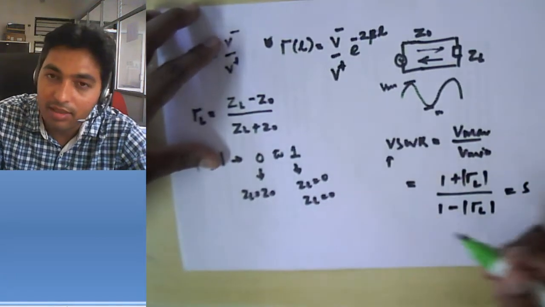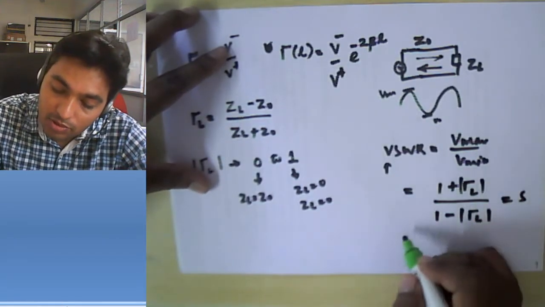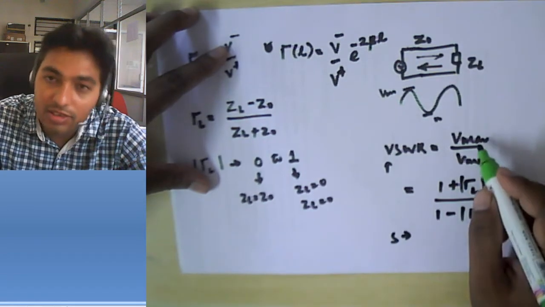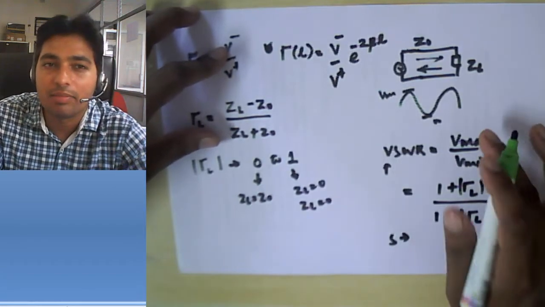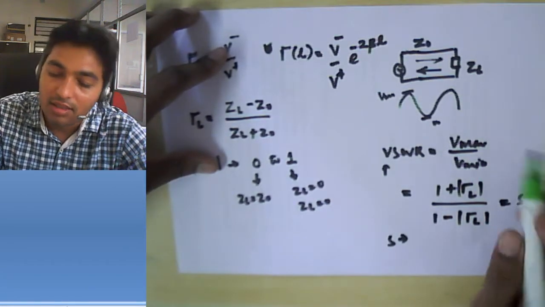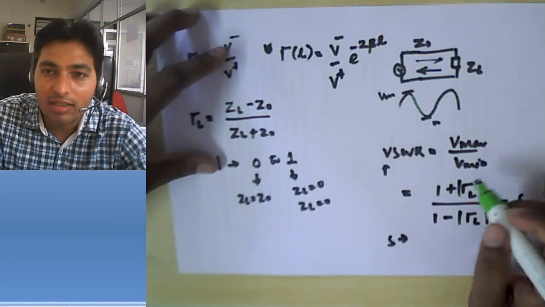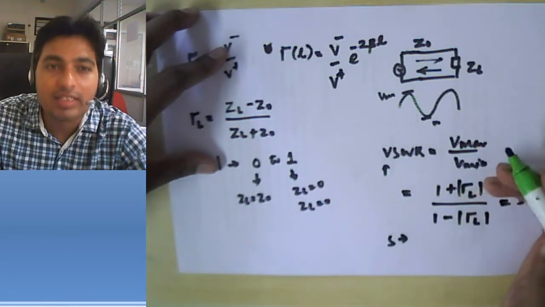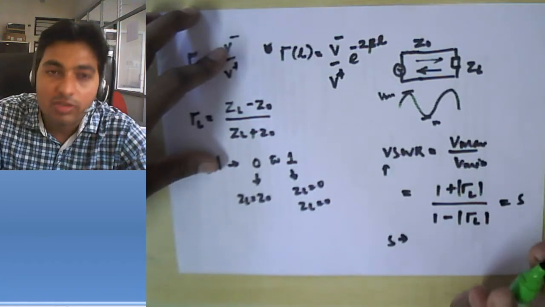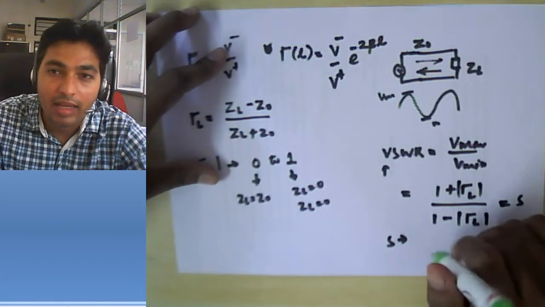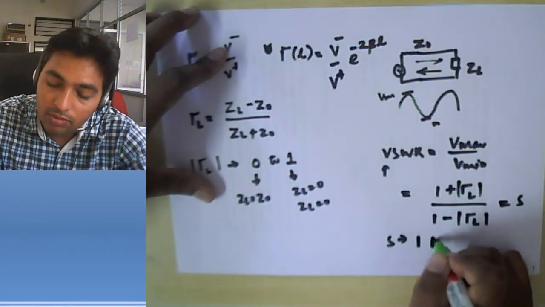Once again, we have seen that the VSWR is the ratio of Vmax by Vmin. The minimum voltage is always less than the maximum voltage, and Vmin is in the denominator. It means this ratio will always be greater than 1, and the range of the VSWR is always from 1 to infinity.